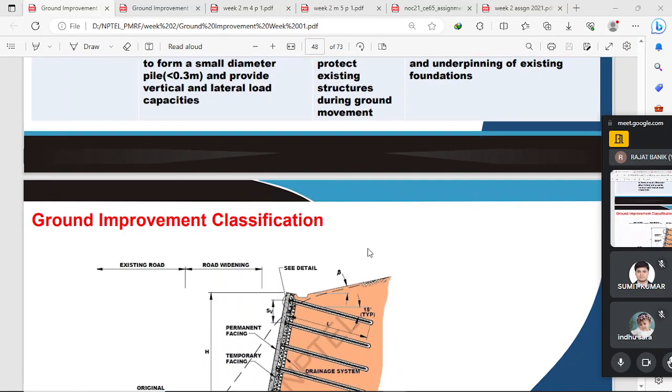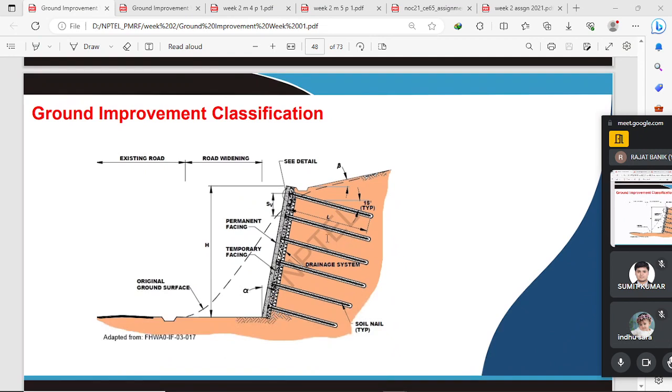Moving ahead, here we show one soil nailing picture, where the previous embankment is the dashed line and we reduce it by applying the soil nailing technique. Here we inject the soil bar in the slope and grout it and stabilize the slope, which can also take the tensile strength from the slope.